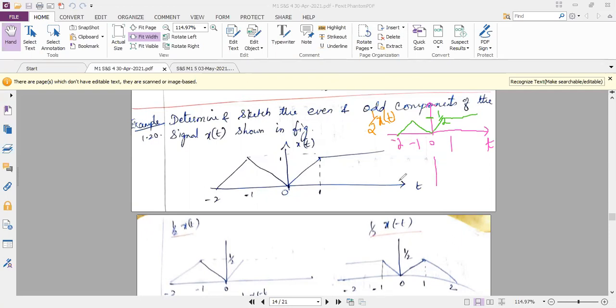And all of you know very well how to draw x of minus t. 1 by 2 is very easy. First we will imagine how to draw x of minus t from the question. The question is x of t. I want x of minus t. So how to do that? So the answer is whatever was there here minus, now it becomes plus here.